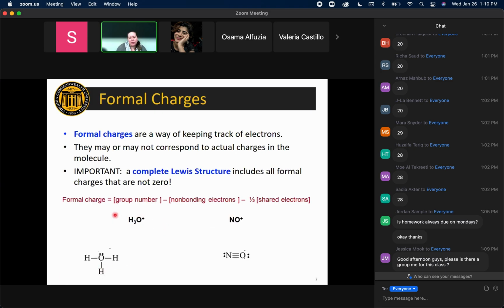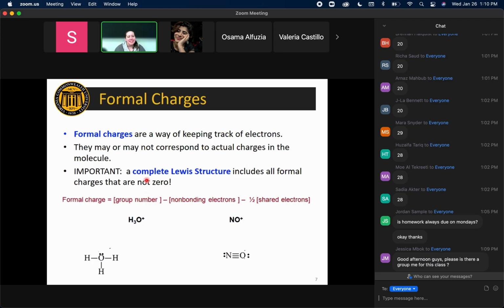I've given you the molecular formula for H3O+ and for NO+, and I've drawn out Lewis structures that include all the electrons. So I'm showing you all of the electrons on these Lewis structures, but I have not put in formal charges yet. We're going to go through together and figure out the formal charge on the oxygen atom here, and we're going to apply this equation. In order to do that, first we figure out the group number. So what's the group number of oxygen?